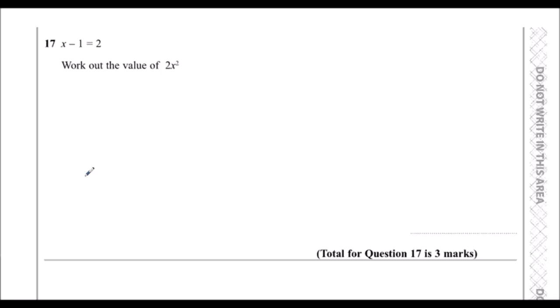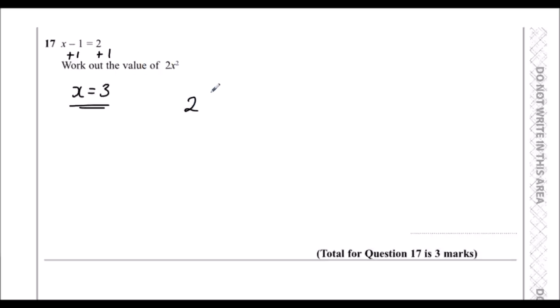Question 17. x minus 1 is equal to 2. Work out the value of 2x squared. So we need to solve this equation first. So what is x? What number is x? So if I add 1 to both sides, I get x is equal to 3. So 3 minus 1 is 2. x must be 3. So now I need to work out the value of 2x squared.